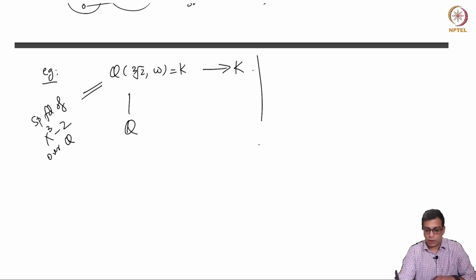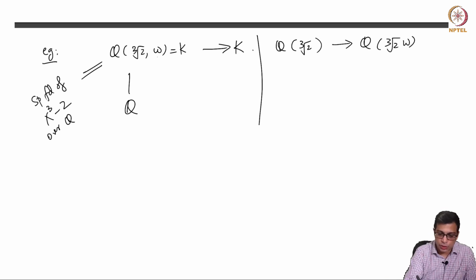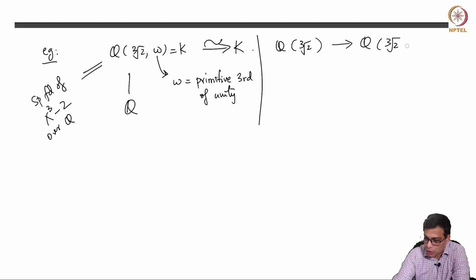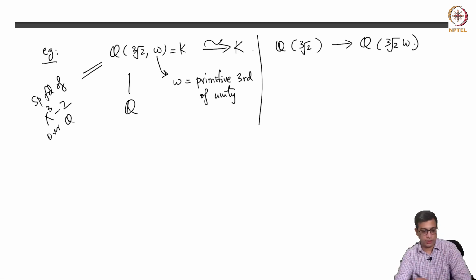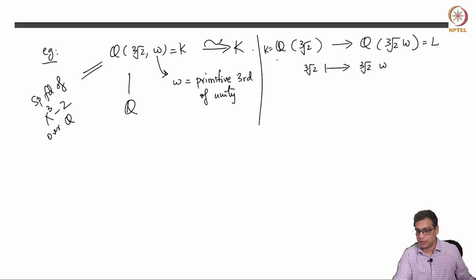On the other hand, if you take Q adjoin cube root of 2, you can take cube root of 2 times omega. Omega is a primitive third root of unity. That must be an isomorphism. Cube root of 2 times omega is another root of the irreducible polynomial of cube root of 2. So this is a valid map. Here K is this and L is this. So it is an isomorphism, but it's from K to L.